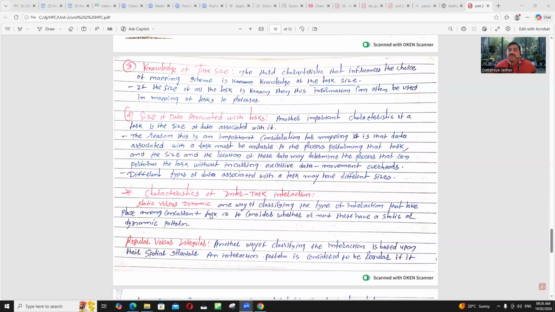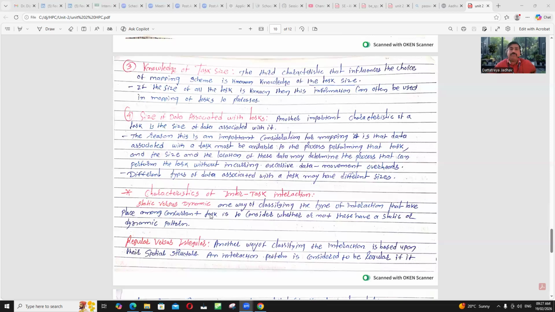Different types of data associated with tasks may have different sizes. If different tasks use different data, the size of that data will be different, because we do not know which type of data will go with which task. So the data is varying, and the size will be varying.